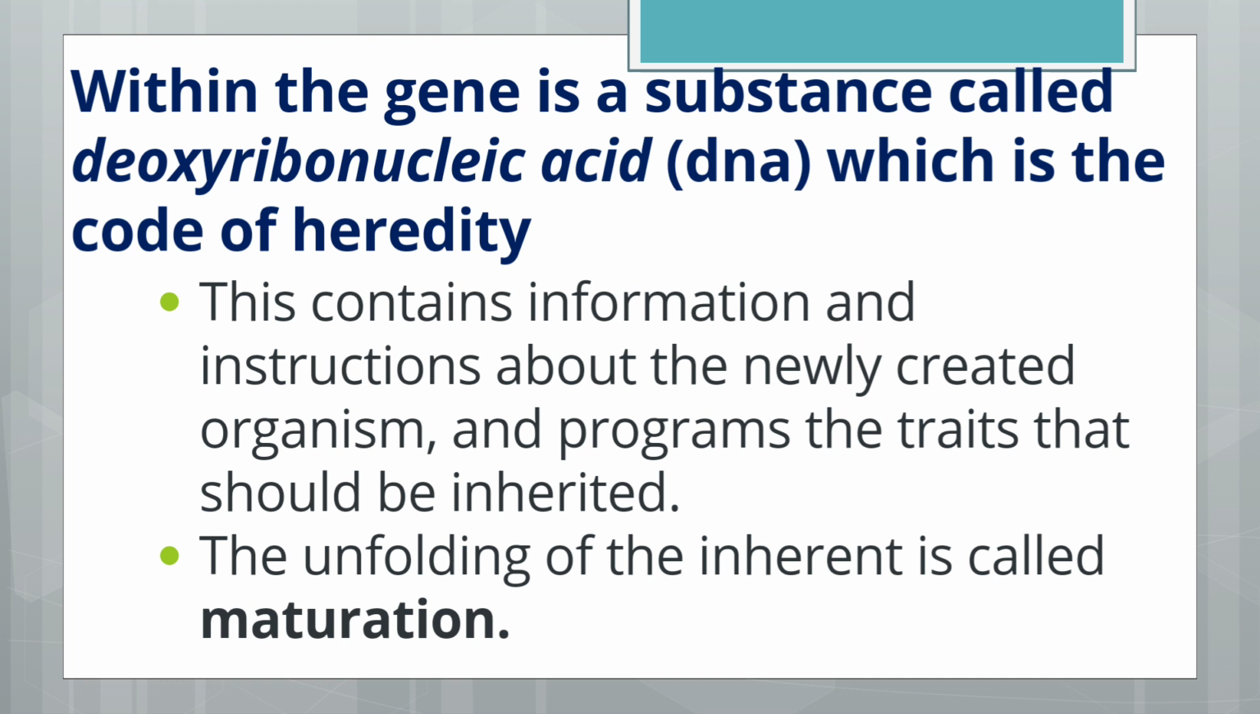So within the gene, there is a substance called deoxyribonucleic acid, which is the code of heredity. This contains information and instruction about the newly created organism and programs the traits that should be inherited. The unfolding of the inherited traits is called maturation.